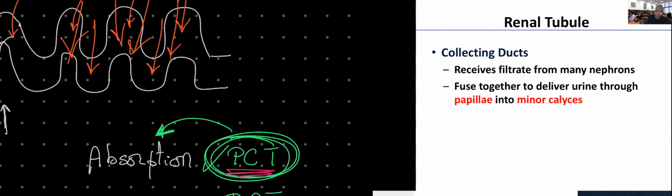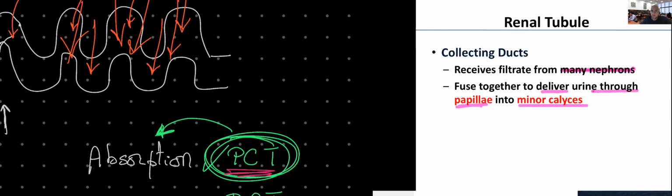The last part of my kidney tubules is the collecting ducts, and they are responsible for receiving the filtrate from many nephrons. This is where they got the name. They are ducts collecting the filtrate from multiple nephrons. They will fuse together and conduct the urine through the papilla of the renal pyramid. Then this urine is conducted to the minor calyces, major calyces, renal pelvis, ureter, and so on.